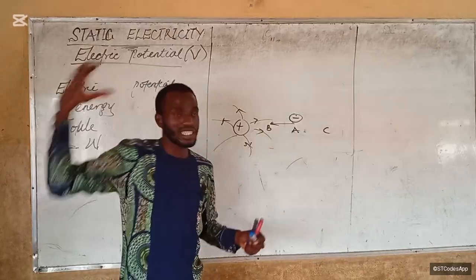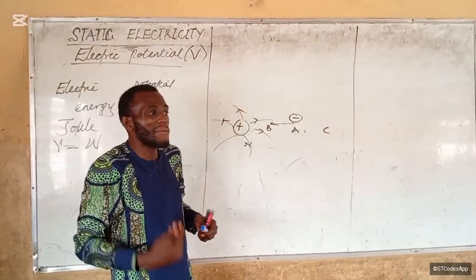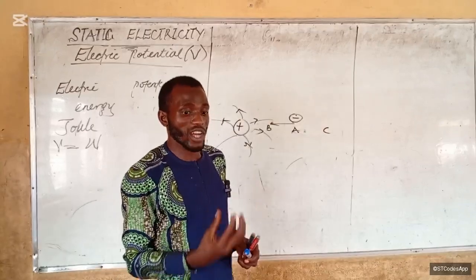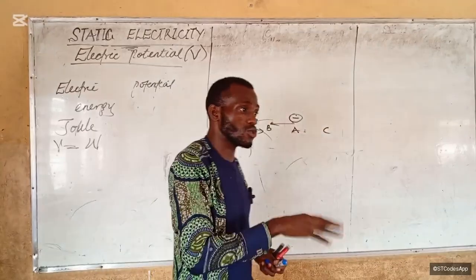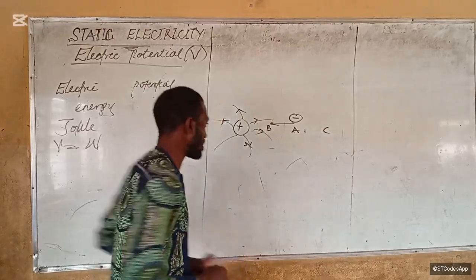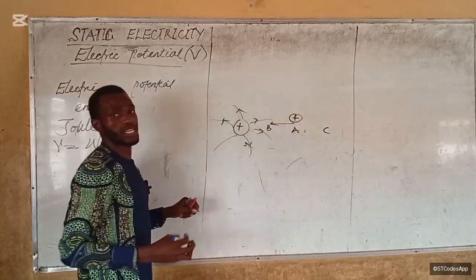So when work is done on the system, electric potential energy is increased. But when work is done by the system, electric potential energy reduces. From thermodynamics, when work is done by the system, total energy reduces. When work is done on the system, total energy increases. Don't forget that.